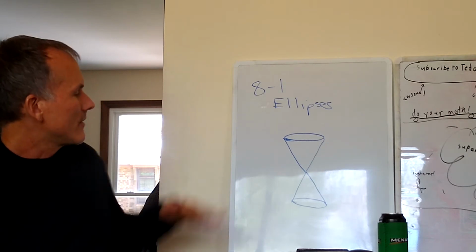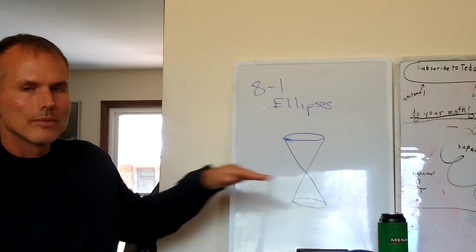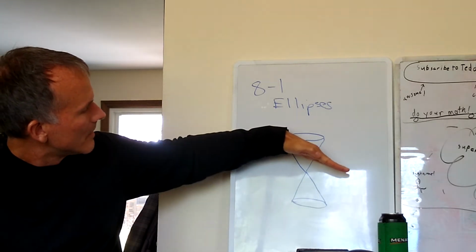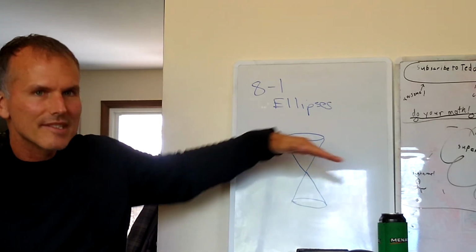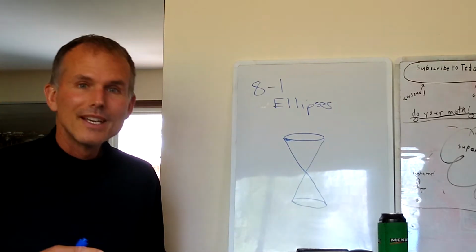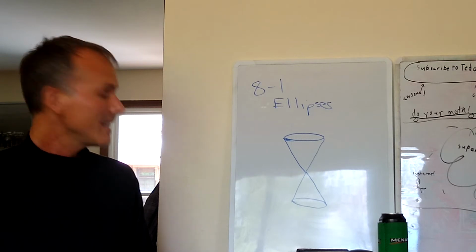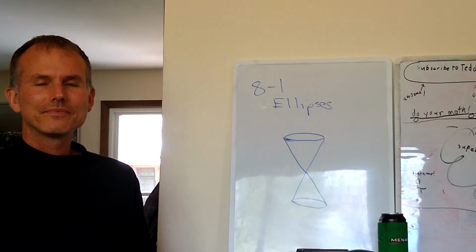Now, what if instead of slicing the cone directly horizontally with the paper, we tilt it a little bit so it slices like this? Now look down, and what is the set of points going to look like? An ellipse. Very good.